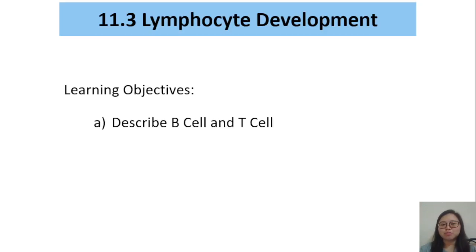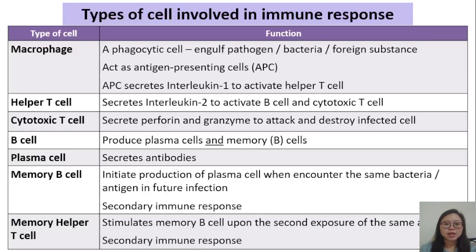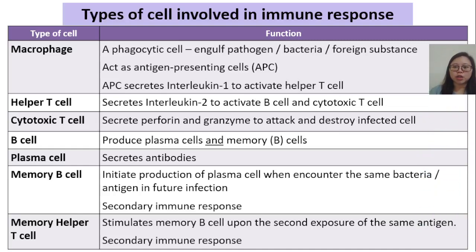So we look at 11.3, which is lymphocyte development. When we're learning about lymphocyte development, we only have one learning objective, which is you should be able to describe the B cells and the T cells that are involved in your immune response. So, first of all, let's talk about what are the cells that are involved in immune response.